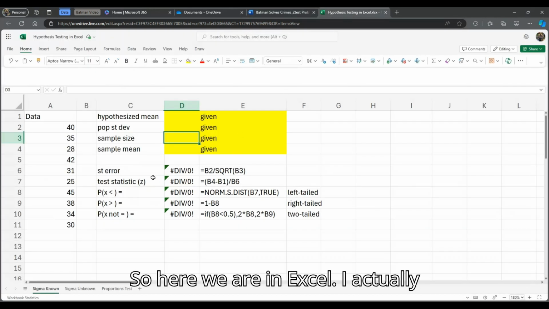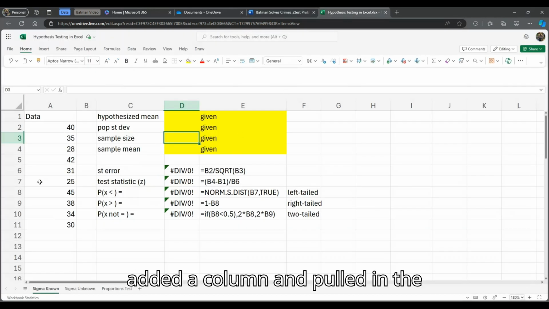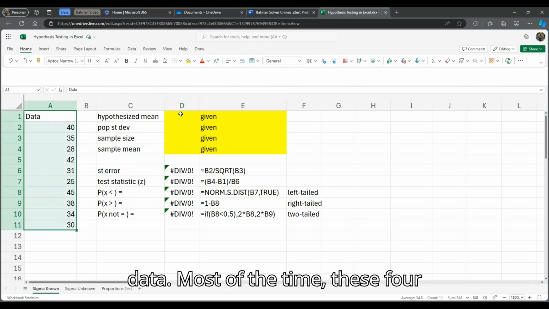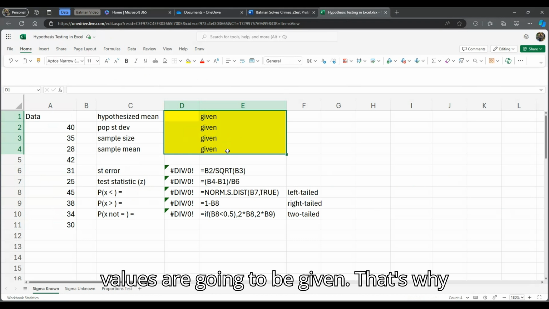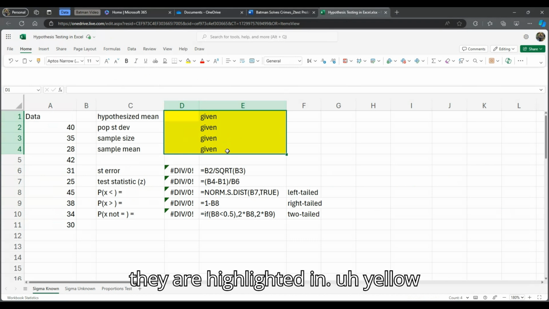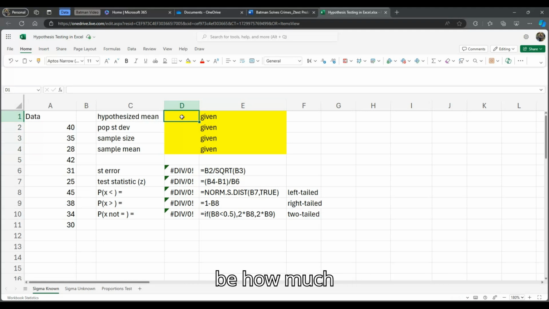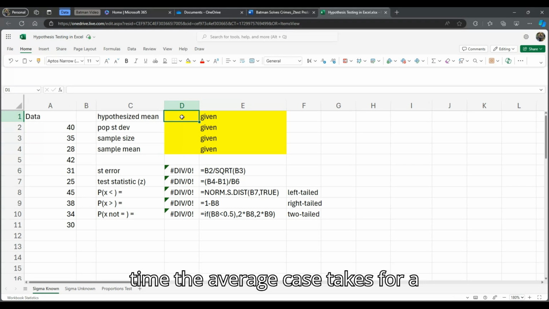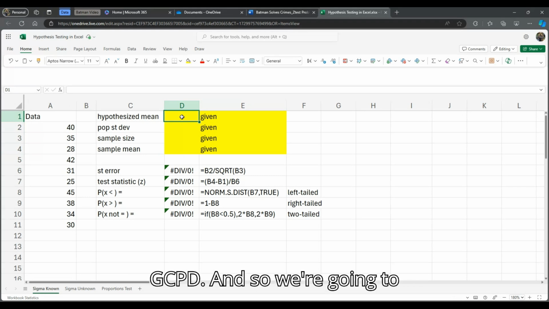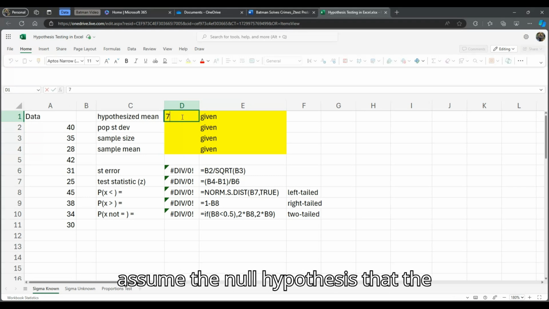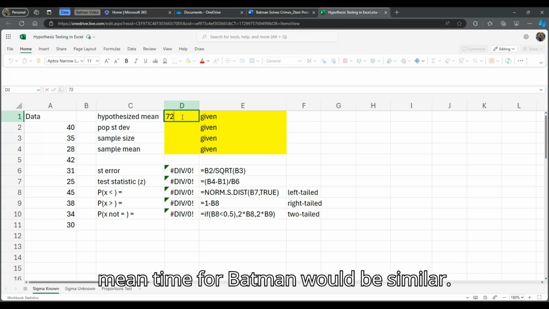So here we are in Excel. I actually added a column and pulled in the data. Most of the time, these four values are going to be given. That's why they are highlighted in yellow here. Now, the hypothesized mean would be how much time the average case takes for a GCPD. And so we're going to assume the null hypothesis that the mean time for Batman would be similar.